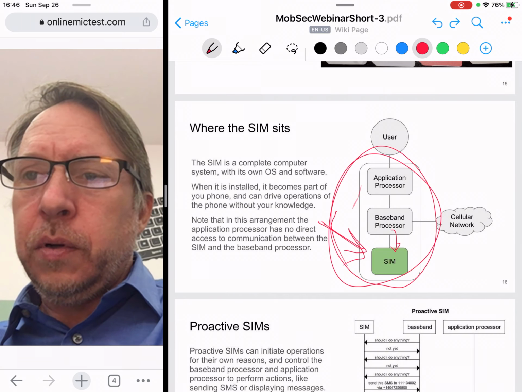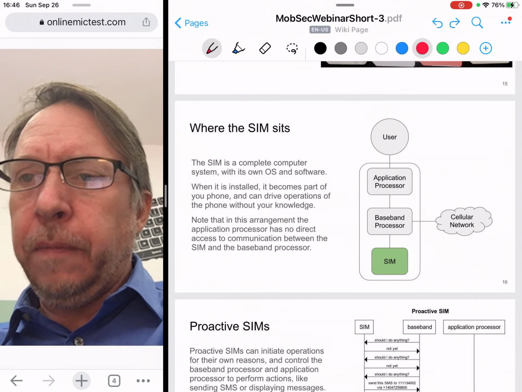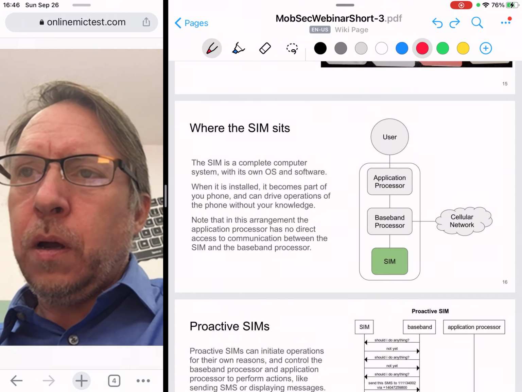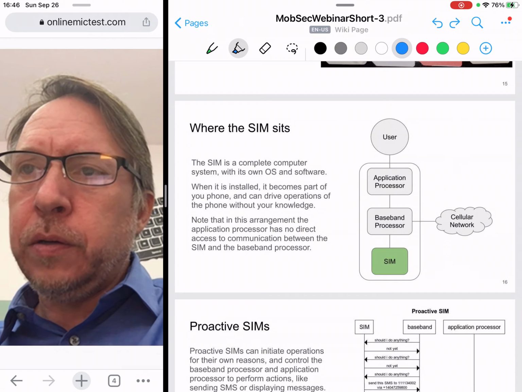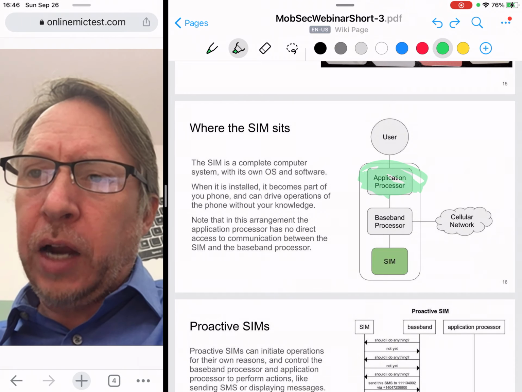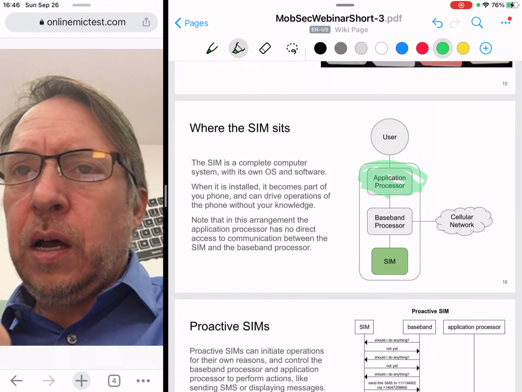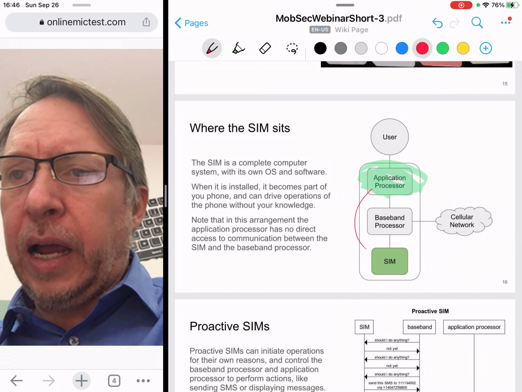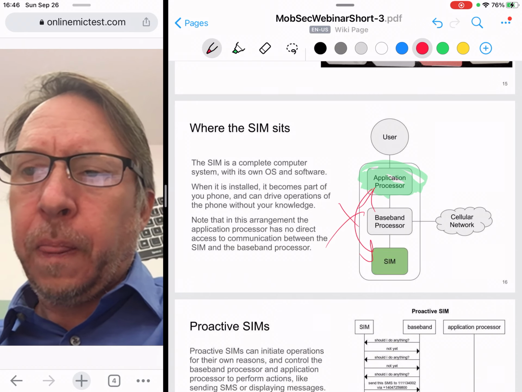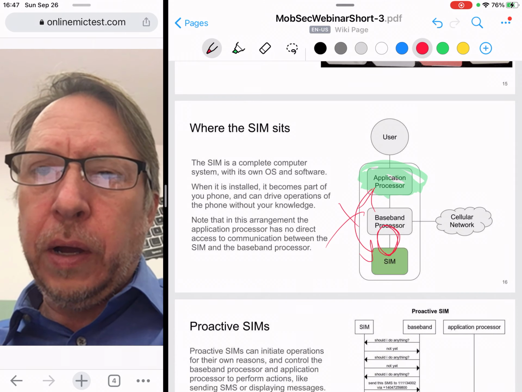Meanwhile, up here in these higher layers, the application processor, this is the thing that you actually interact with, that you may think of as your phone. The application processor does not have direct access to the SIM. So things that are going on between the baseband processor and the SIM, you don't really know about.